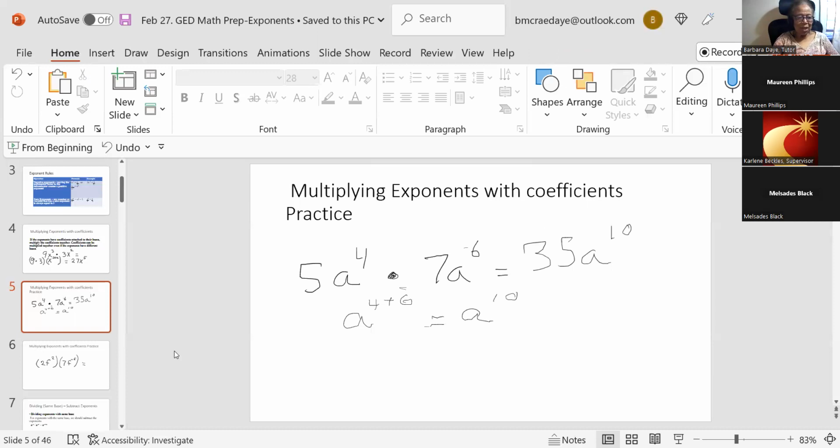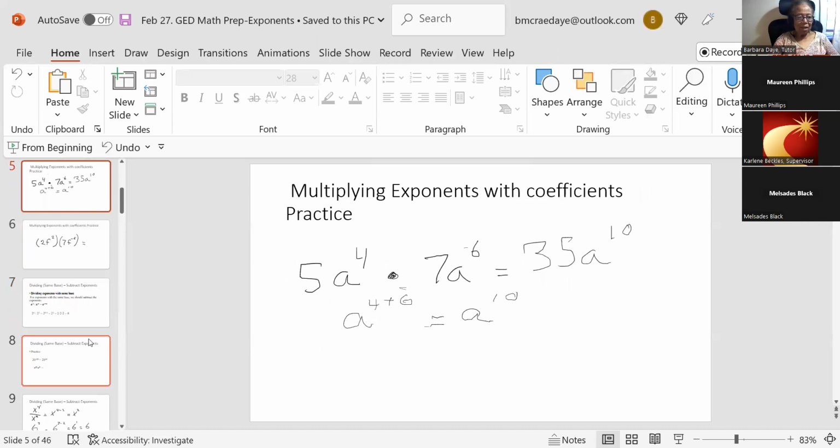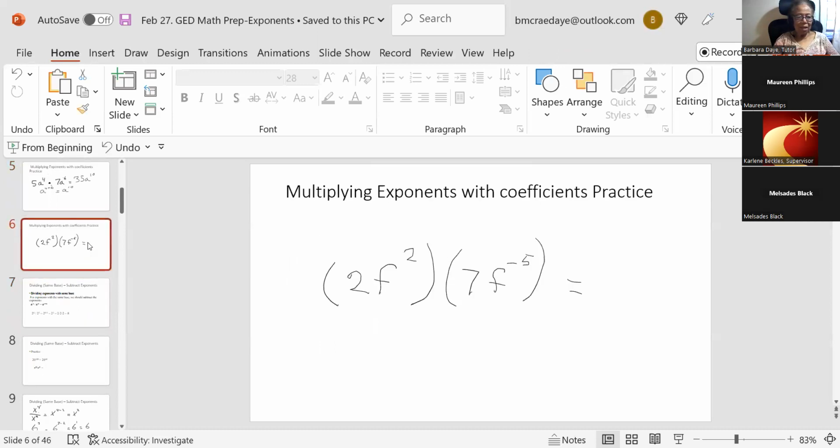Okay, Mercedes, you can do the next one then. Let's do the next one. All right, Mercedes, do this one for me. 14. Okay, so 14. To the F. 1, 4, and what's the power?